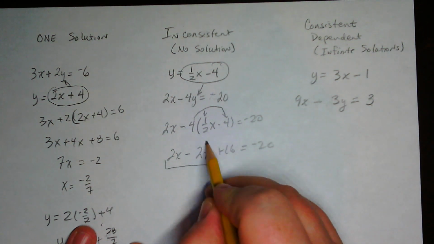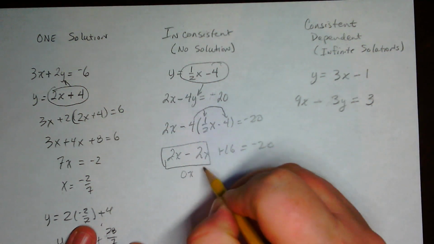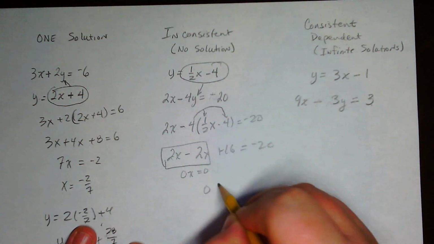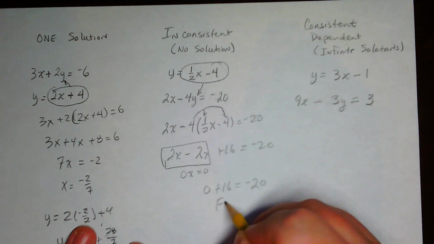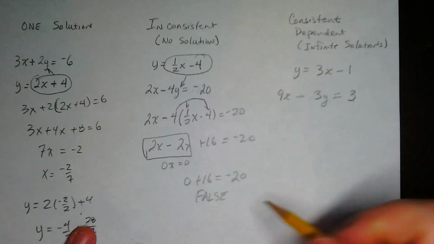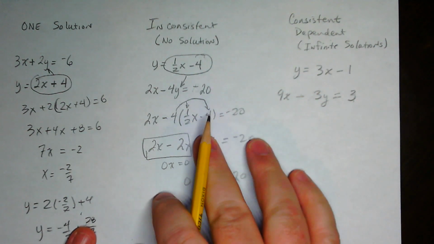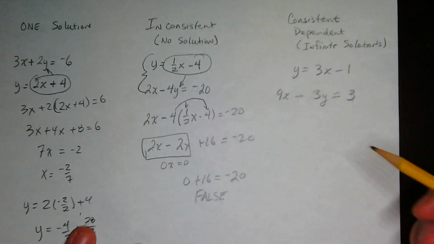Look what happens when you combine like terms right there. 2x minus 2x is 0. 0x is just 0. So you have 0 plus 16 is equal to negative 20. That's a false statement. We didn't do anything wrong. It's just false. What that means is there's no number you could plug into this system and it would work.